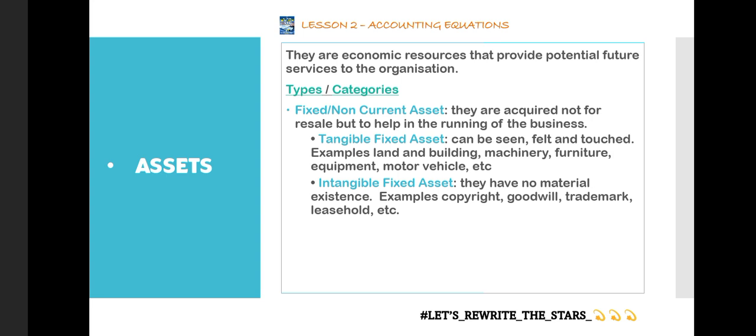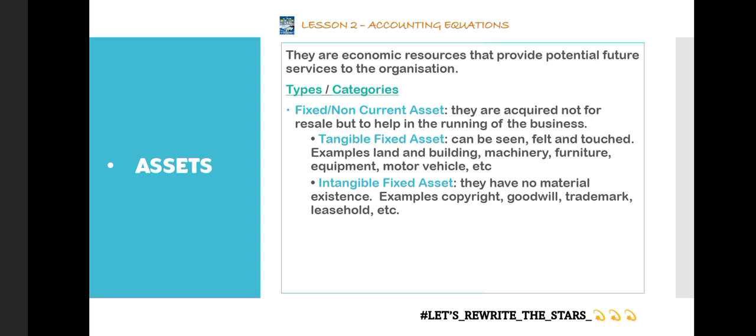So the land on which the business organization is set up, and then the building in which the activities of the organization take place. You see, the building is not for sale. So is the land. Both the building and the land are helping the organization to achieve its aim and work efficiently, but they are not for sale.